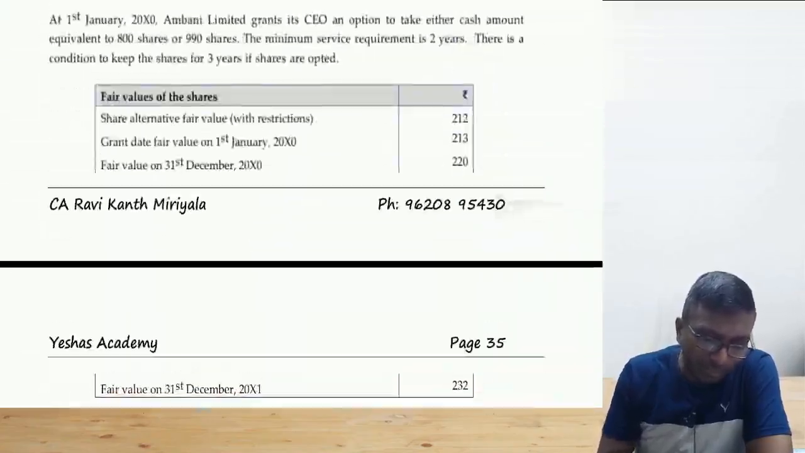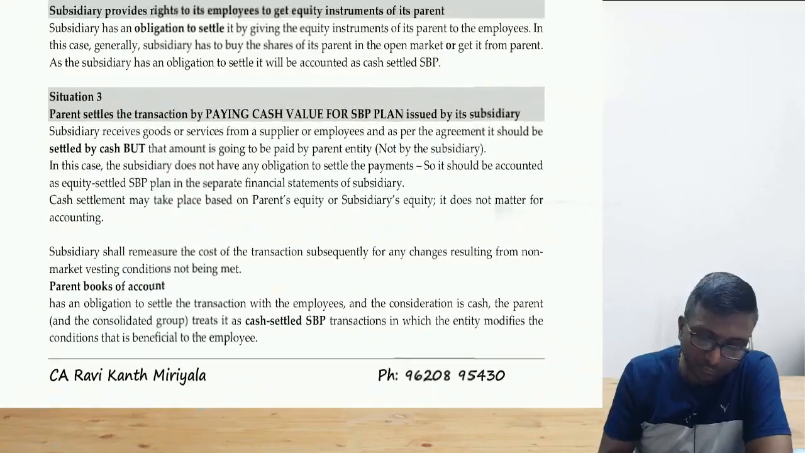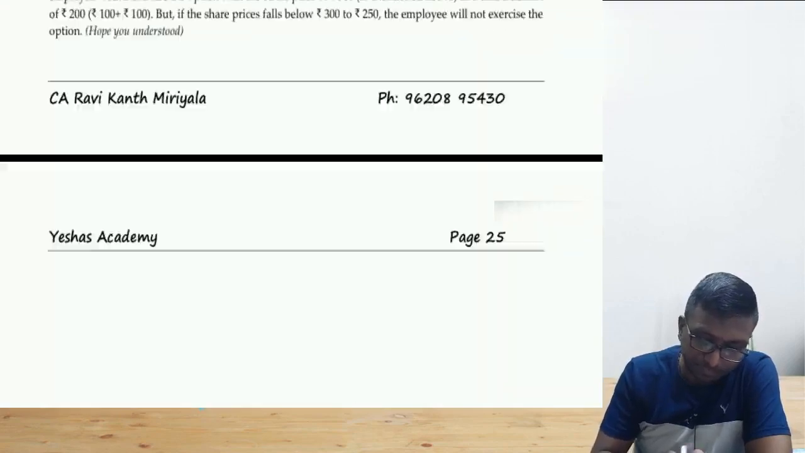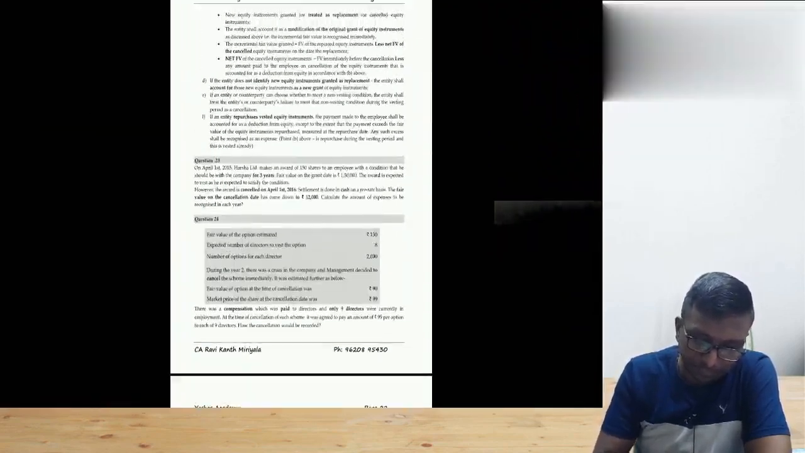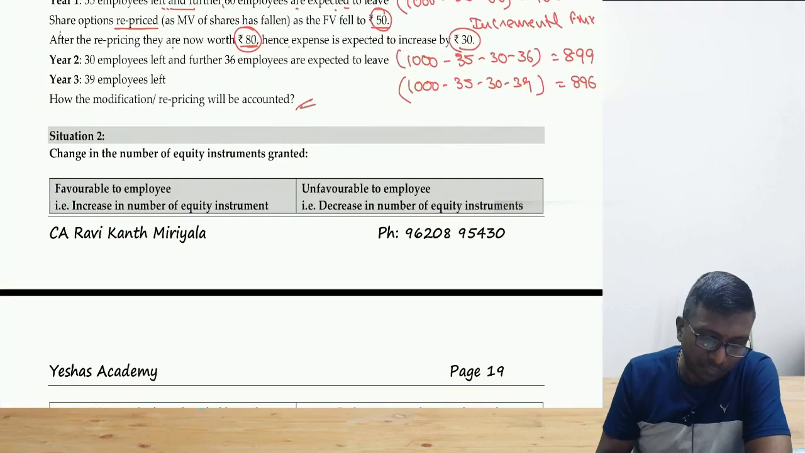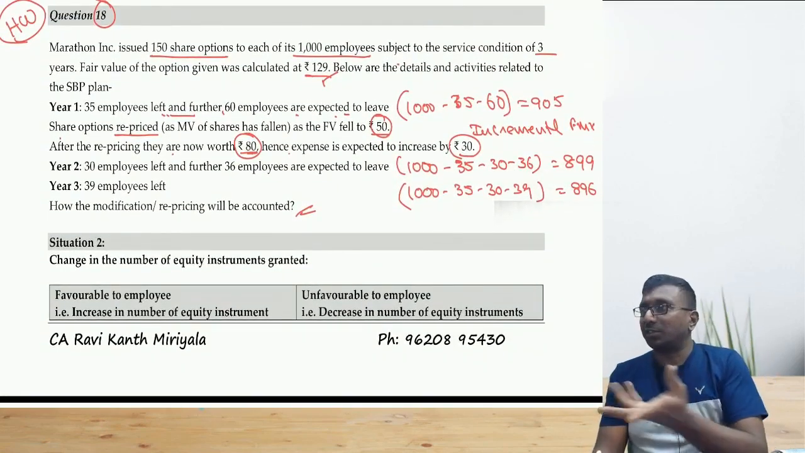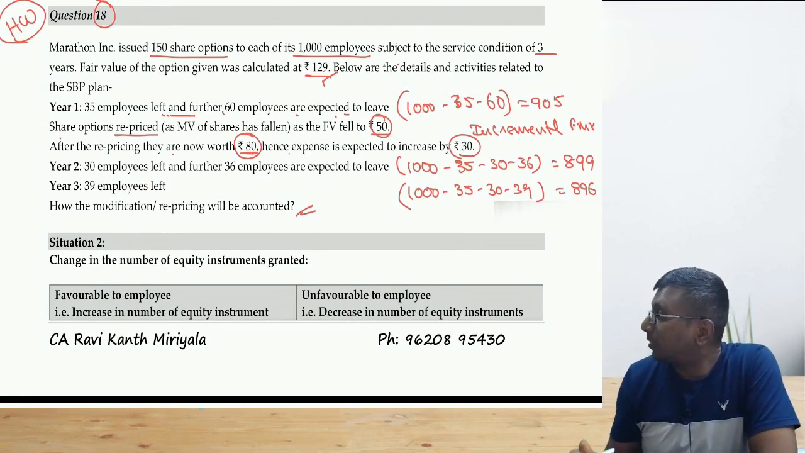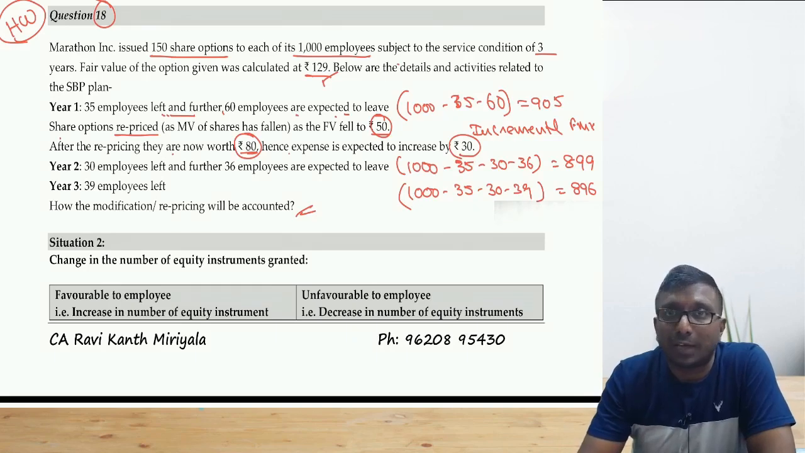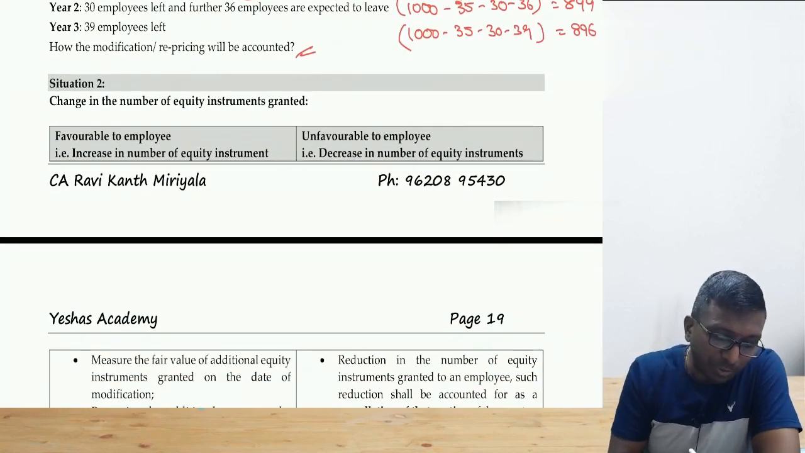What about the next one? Which page? Page number 18. Page number 18 we already discussed, including the number of employees. The basic working is done. You just need to apply a little bit of calculation. Fine, let's go to situation number 2.